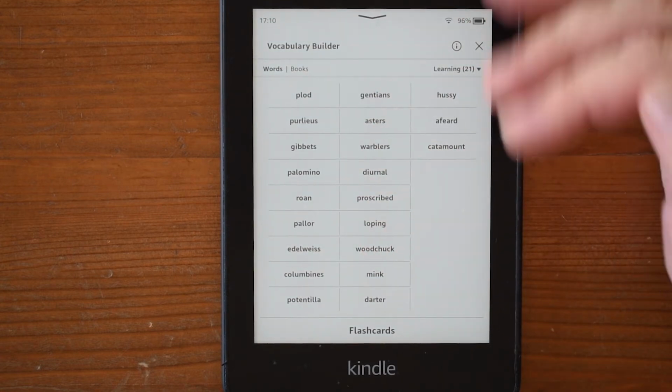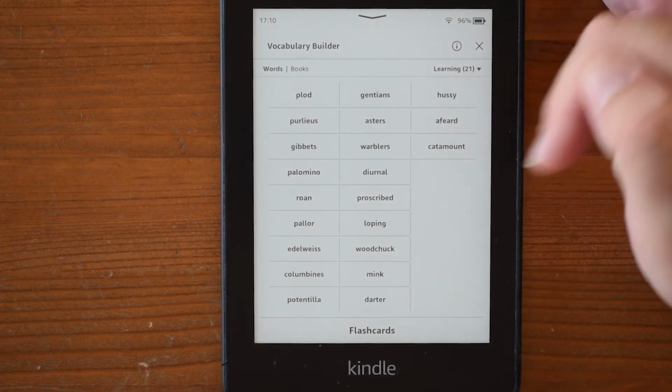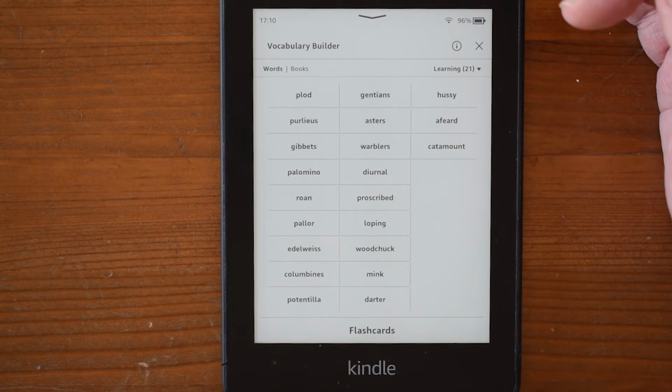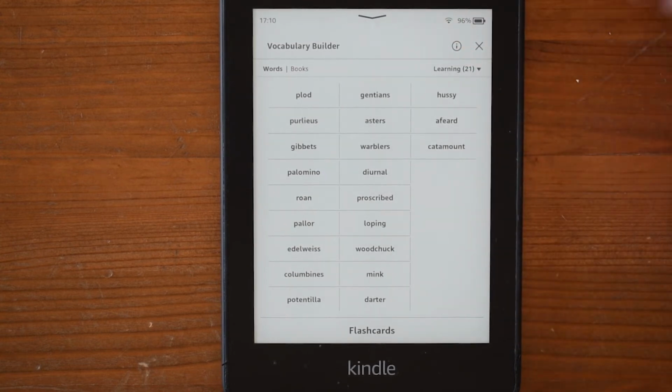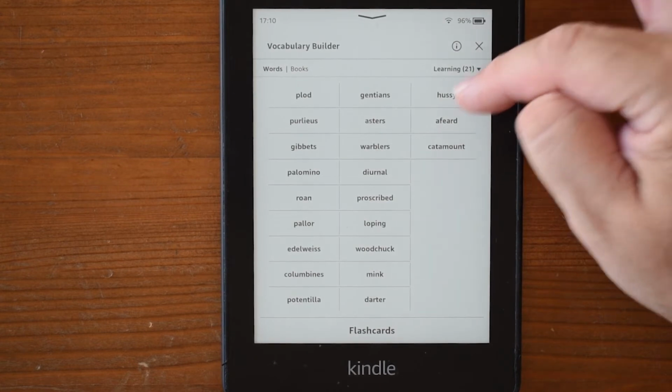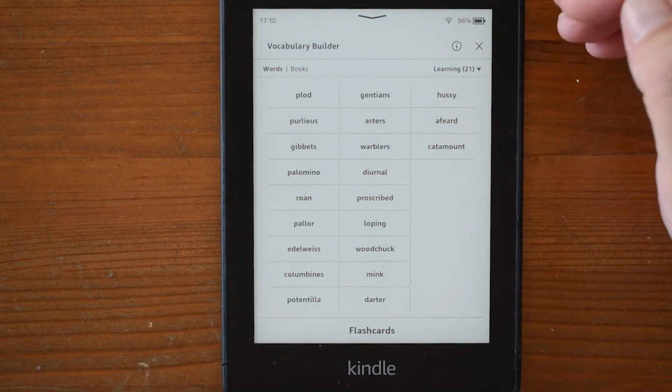Because I looked them up just a second ago, I probably know most of them, but actually by looking at it, I'm quite sure I don't. So for example, I know what mink is because I kind of knew that before. Hussy, I remember, of course, because it's a modern word, but it had an older meaning. So I remember that it's a housewife. And then afeard just means afraid.